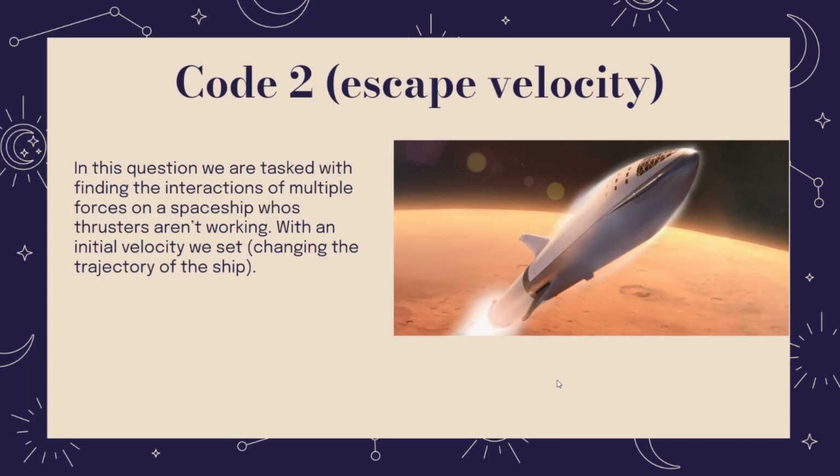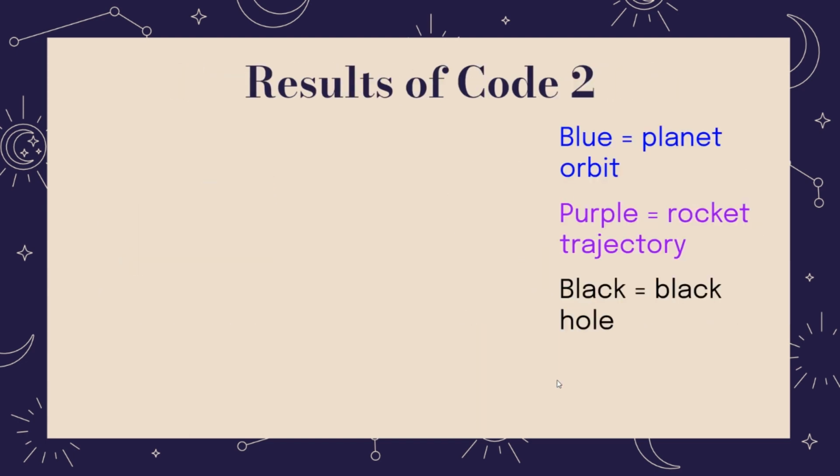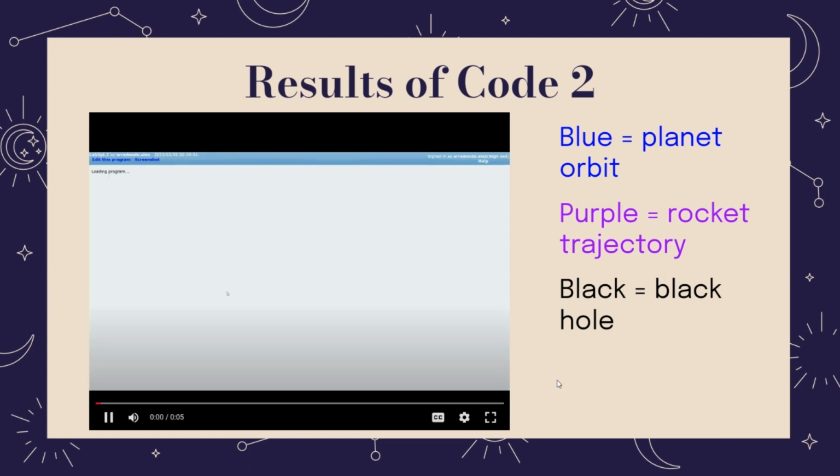Now getting into code 2, this question is asking us to find the interactions of multiple forces on a spaceship whose thrusters are not working, with an initial velocity that we are changing. So our system is the rocket, and our surroundings are the planet and the black hole. So here is the preview of the results.